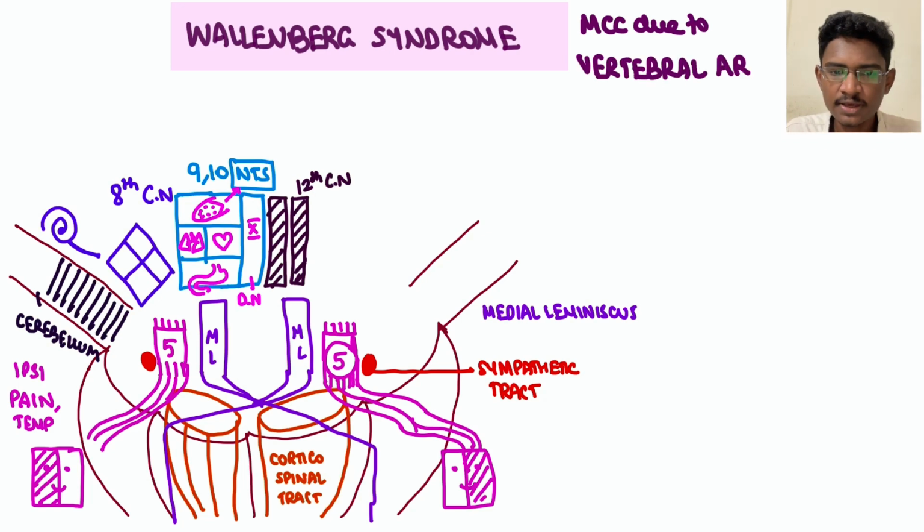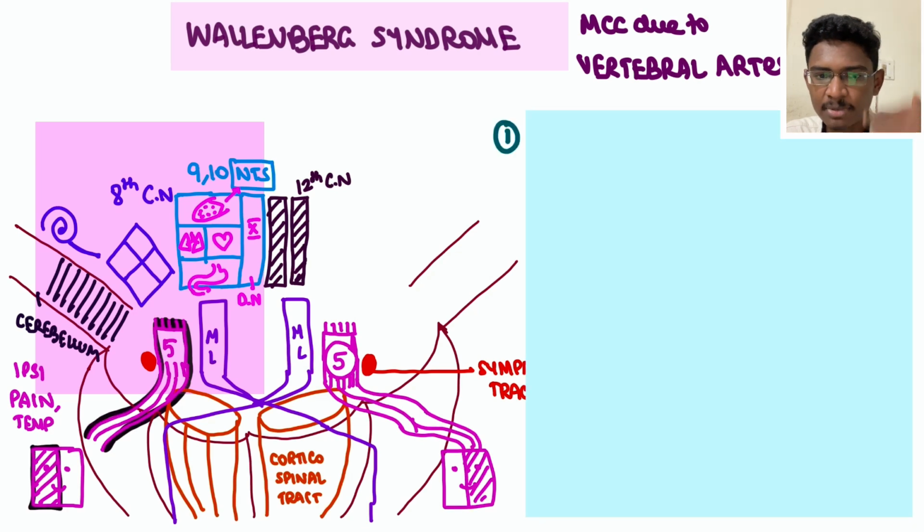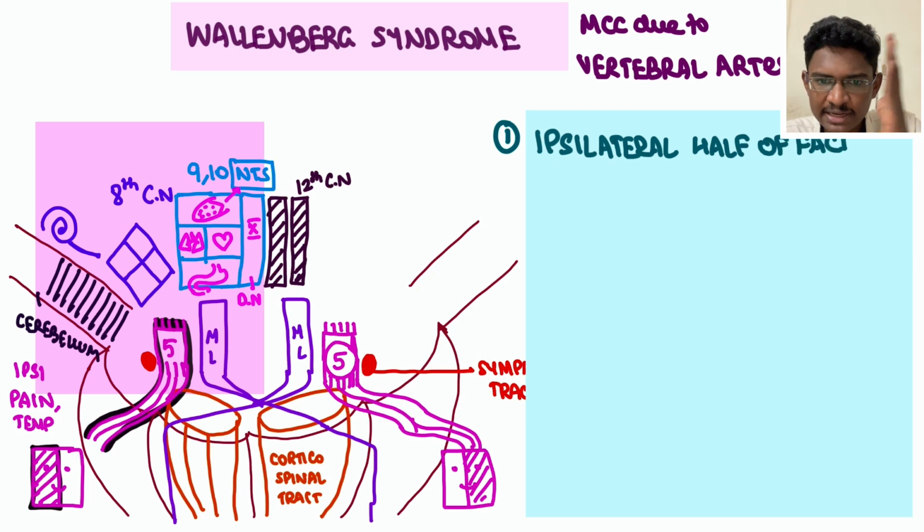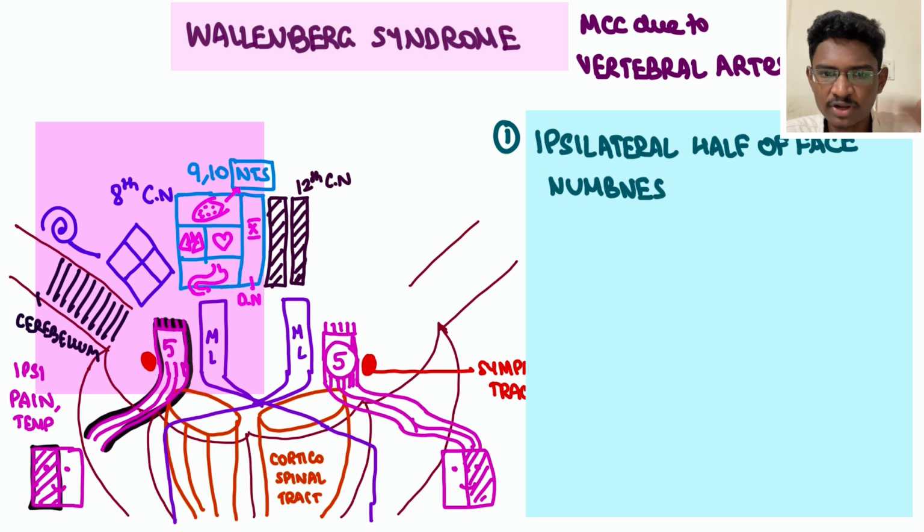Now let's see what happens in Wallenberg syndrome. Wallenberg syndrome is caused when the lateral segment of the medulla becomes ischemic, an infarct. Why is it happening? Mostly you would have learnt it as PICA syndrome, posterior inferior cerebellar artery syndrome. But the most common artery involved is the vertebral artery, followed by PICA. This you should know. Next, clinical features: the lateral segment is completely infarcted. So one by one, start telling with me.